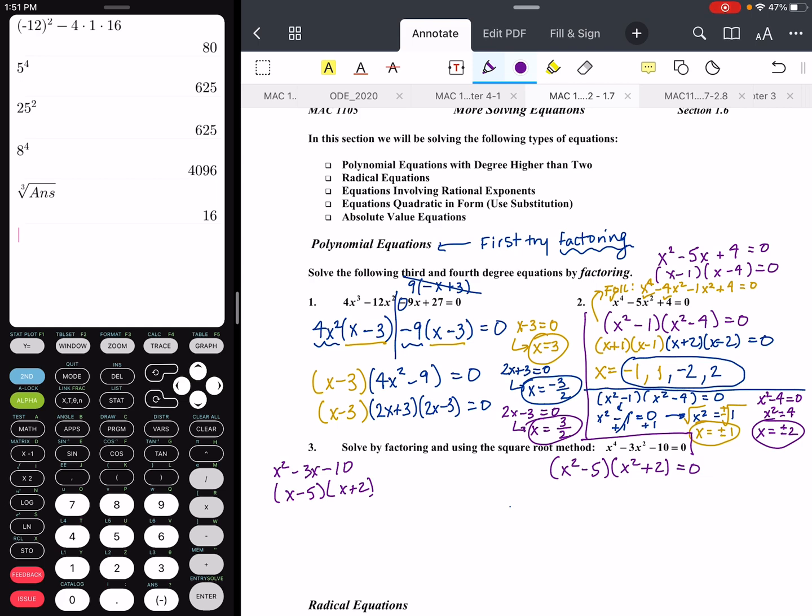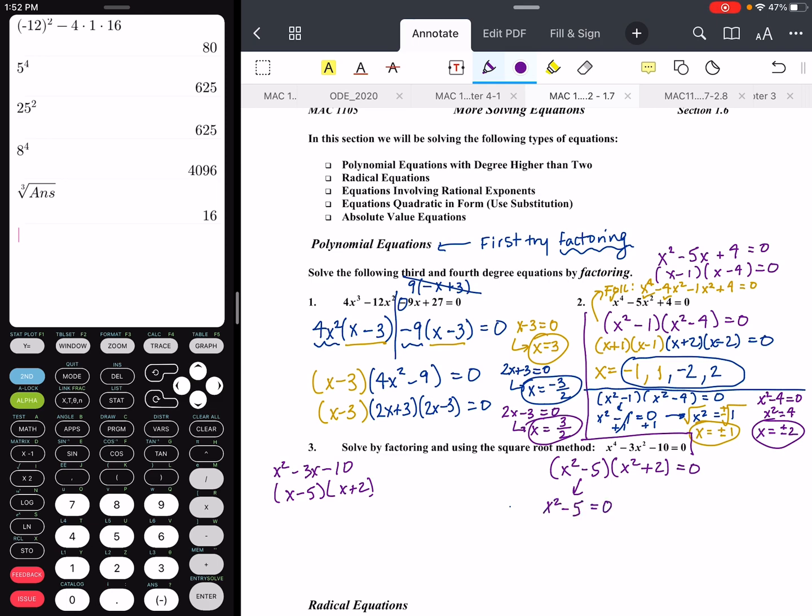And you can go ahead and FOIL that back out just to check, and you will get back that original x to the 4th minus 3x squared minus 10. So from here, I've got x squared minus 5 times x squared plus 2 equals 0. In example number 2, when we got to that point, we went ahead and factored, but we had x squared minus 1. That's a difference of 2 squares. In number 3, we don't have a difference of 2 squares in either of our factors, so the logical next move is to go ahead and set these equal to 0 and see what we can do with them.